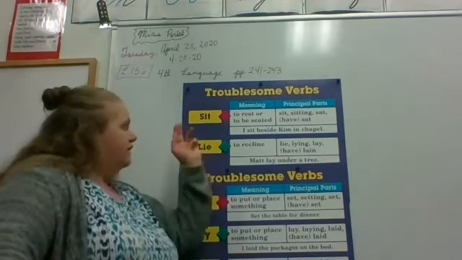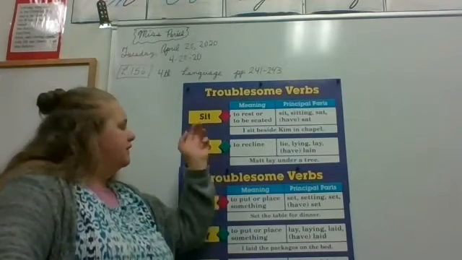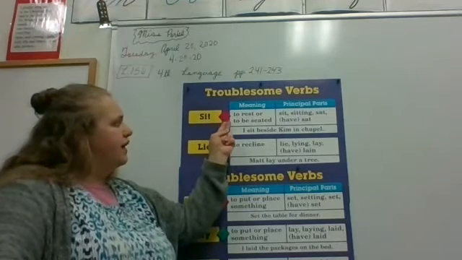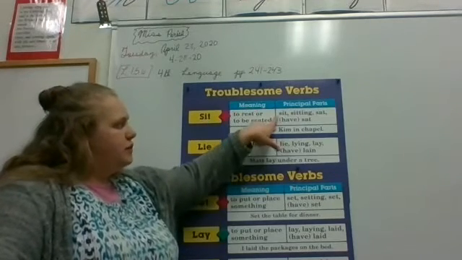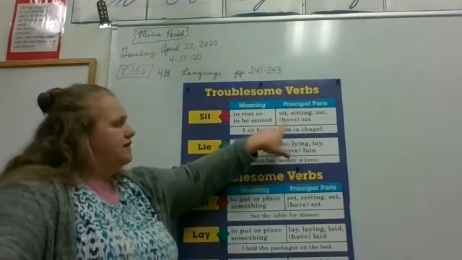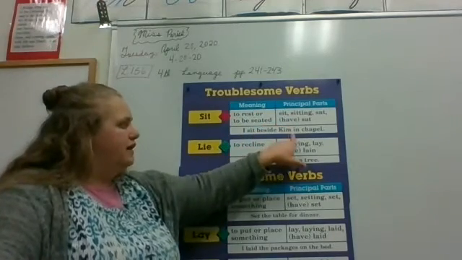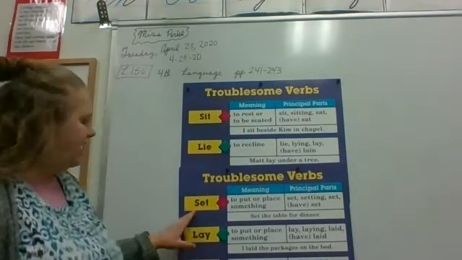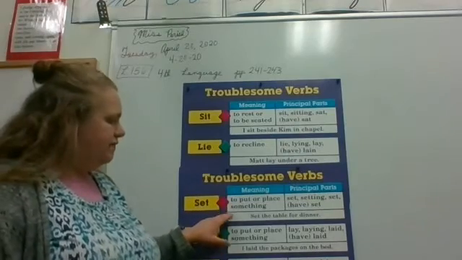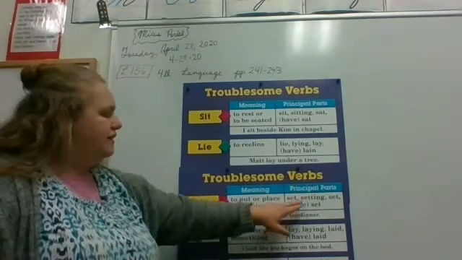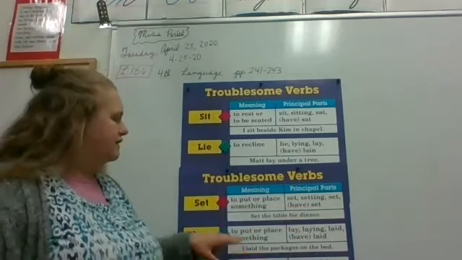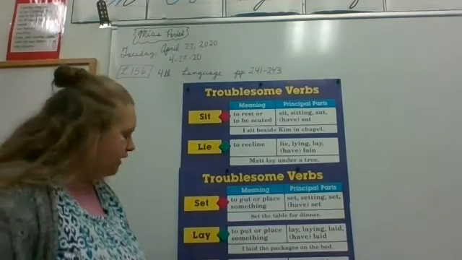Okay? Let's go back and we'll say sit and set, okay? Sit means to rest or to be seated. Its principal parts are sit, sitting, sat, have, sat. I sit beside Kim in chapel. And set means to put or place something. Its principal parts are set, setting, set, have, set. Set the table for dinner, okay?